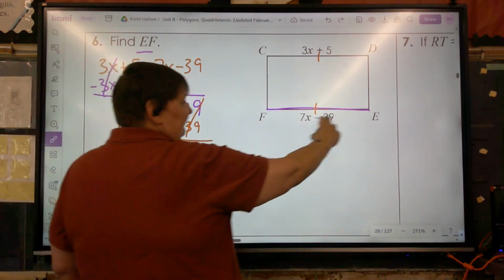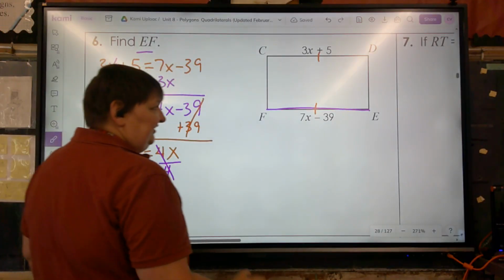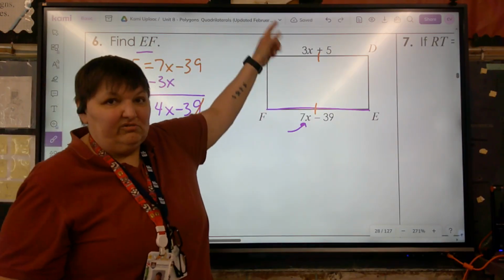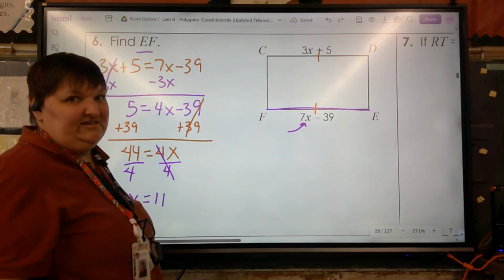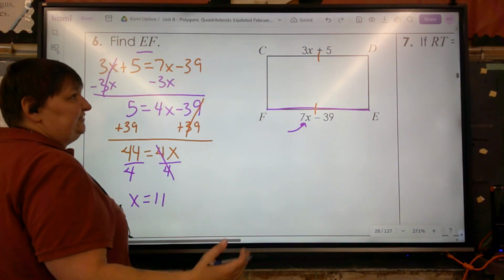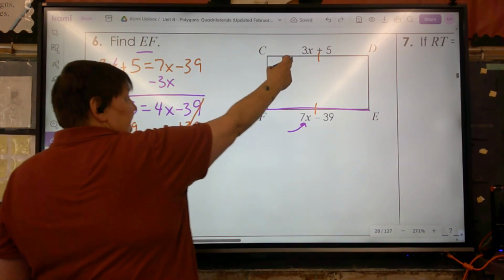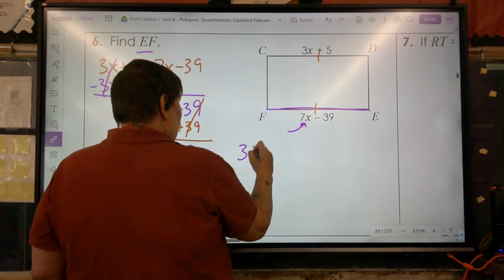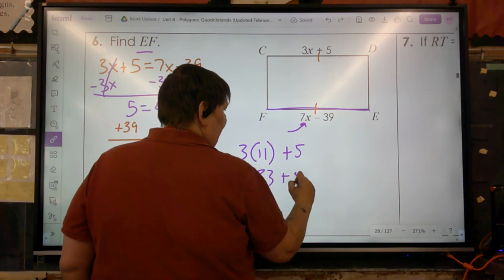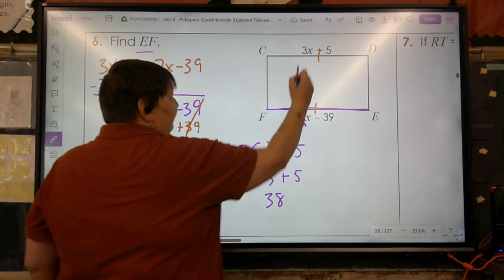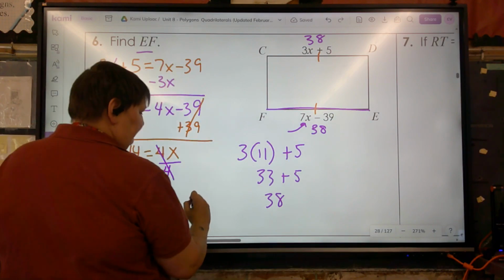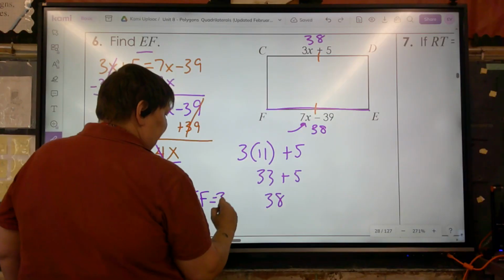We want to find this. So we can either substitute the x in here or here because they're congruent. Either one, whichever one you think would be easier. In my opinion, plus is always easier than minus, but that's up to you. So 3 times x, which is 11, is 33, plus 5 is 38. So if this one is 38, this one also has to be 38. So EF is equal to 38.